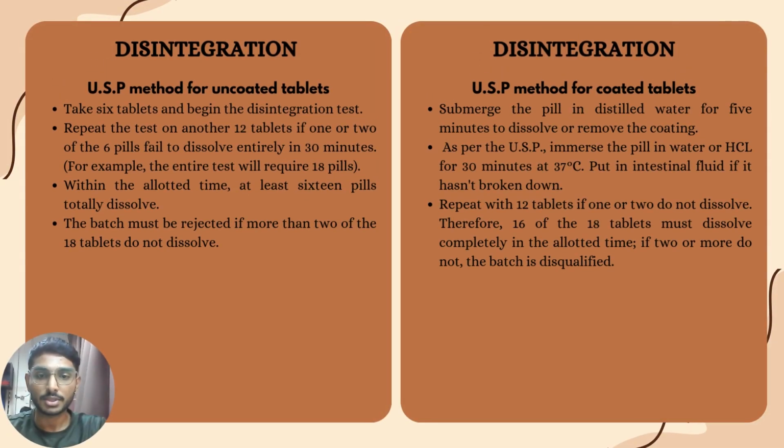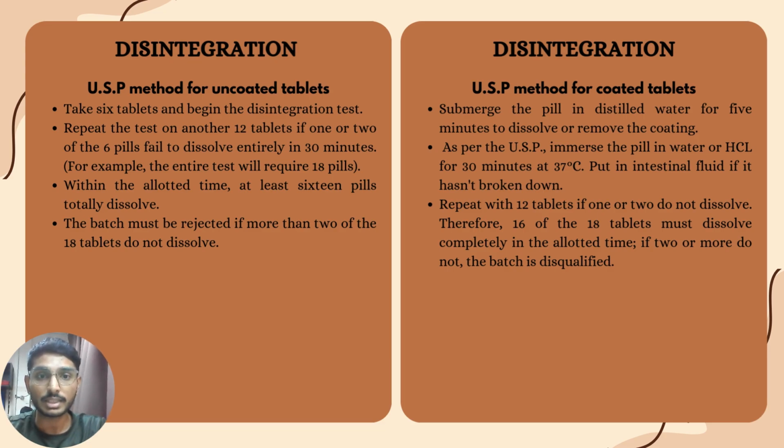For the disintegration test, we will use the US Pharmacopoeia for both uncoated tablets and coated tablets. As for the uncoated tablets, we will take about 6 tablets and begin the disintegration test, and repeat it on another 12 tablets if one or two of the 6 pills fail to dissolve entirely in 30 minutes. The batch must be rejected if more than 2 of the 18 tablets do not dissolve.